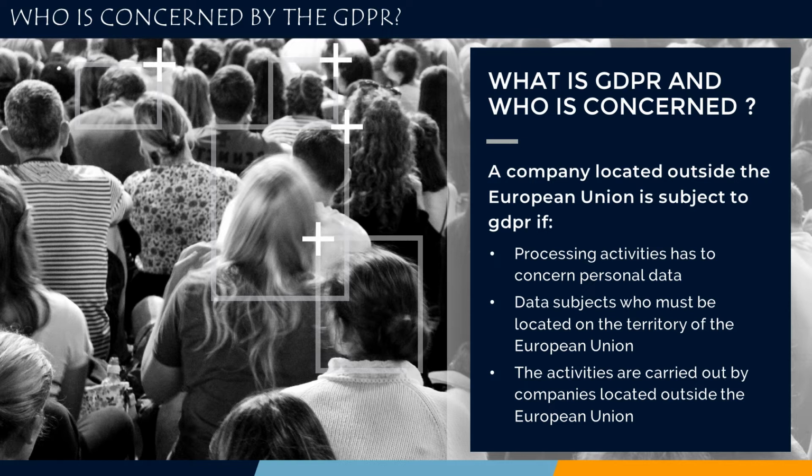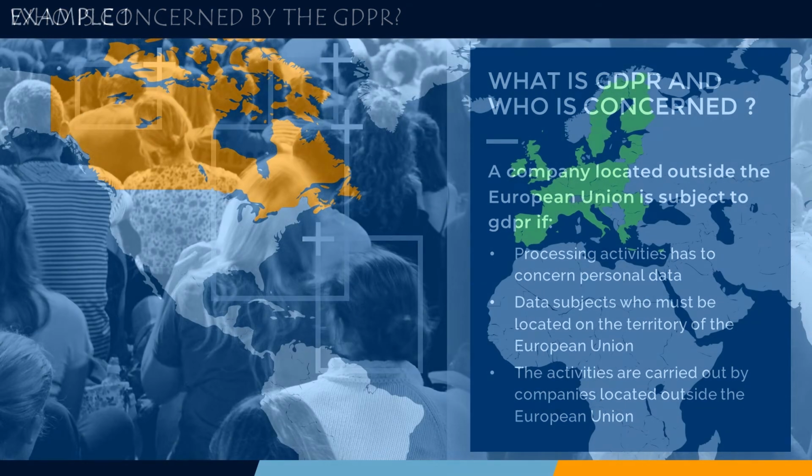The first activity triggering the application of the GDPR is the offering of goods or services, irrespective of whether a payment of the data subject is required, to such data subjects in the Union. The second type of activity triggering the application of the GDPR is the monitoring of data subject behavior as far as their behavior takes place within the Union. To illustrate this point, here are three examples.